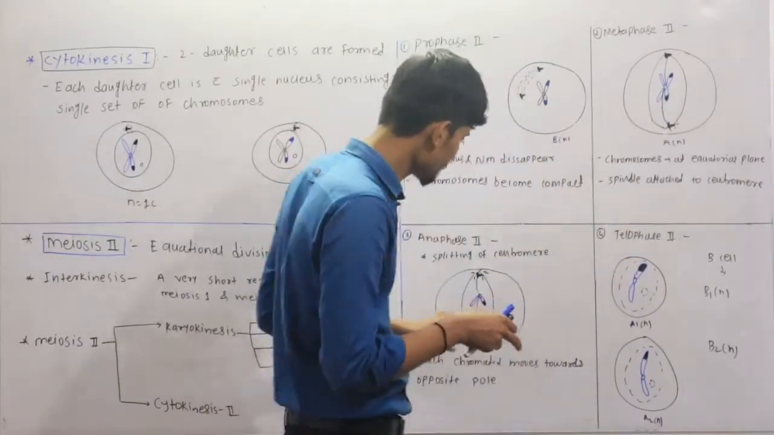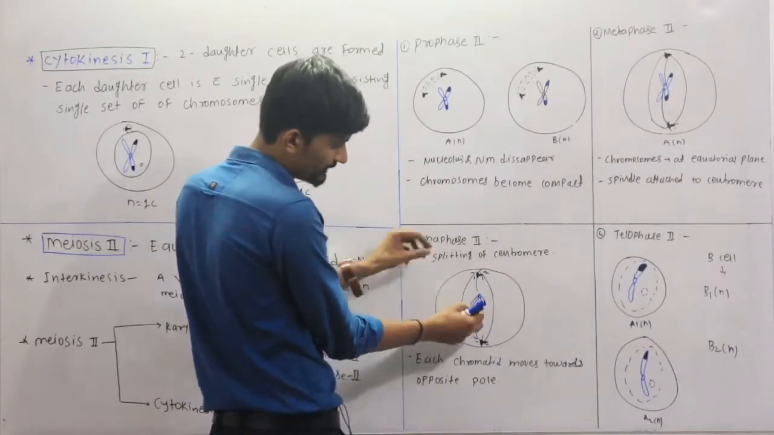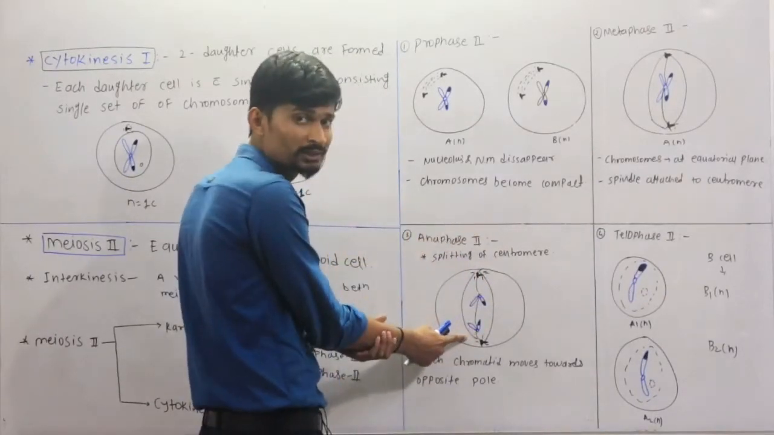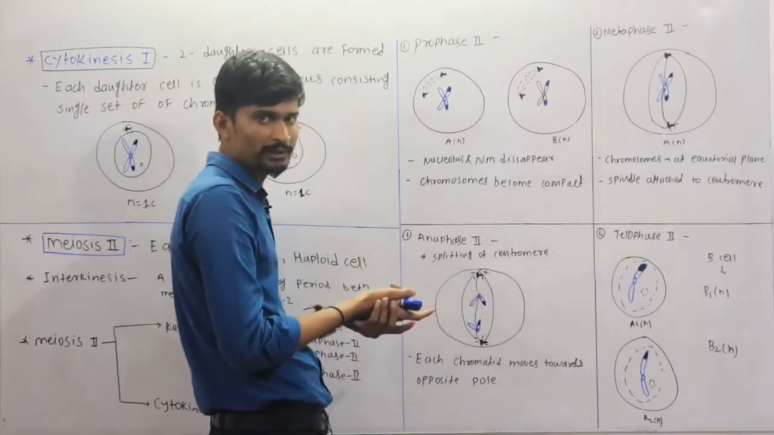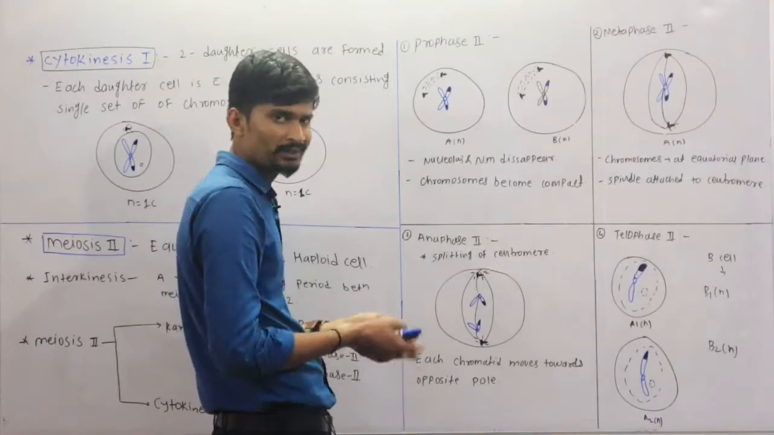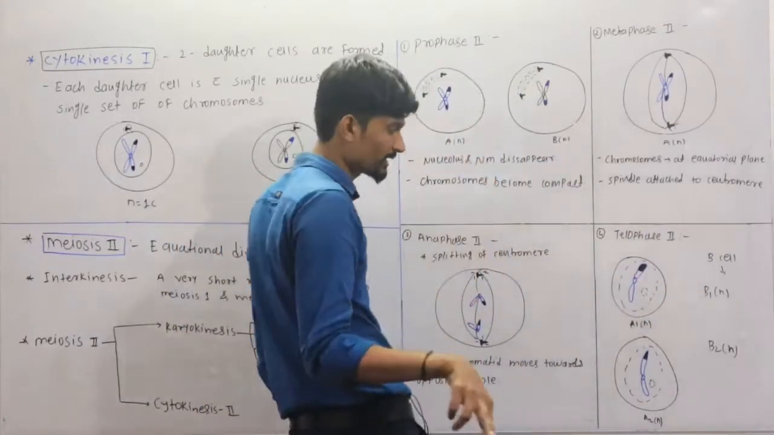In the telophase, what will happen? These chromosomes or chromatids completely reach the respective poles, and the nuclear membrane will start to appear, the nucleolus starts to appear, and finally in cytokinesis second, what will happen?